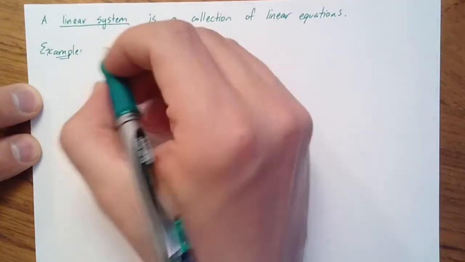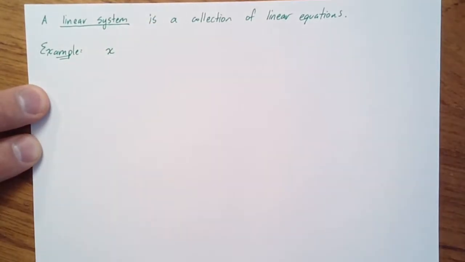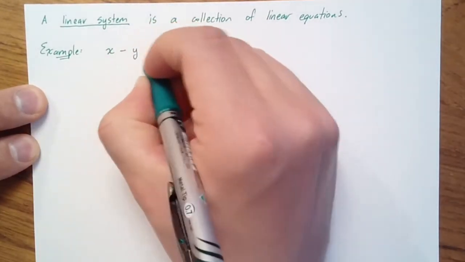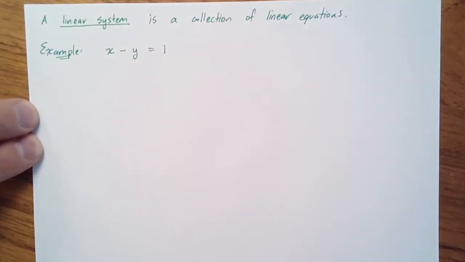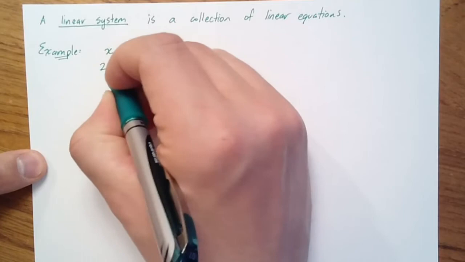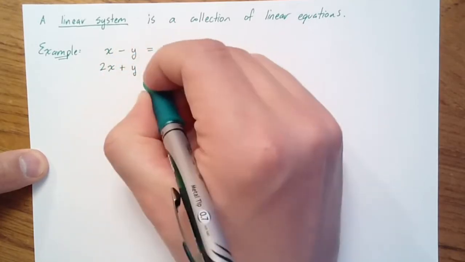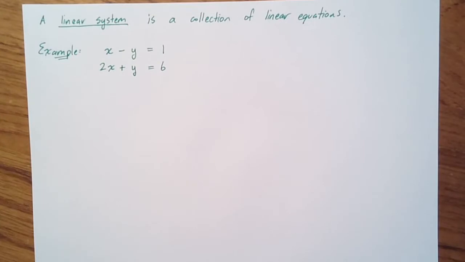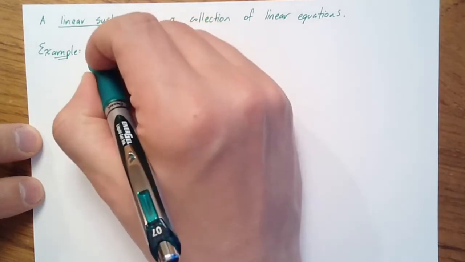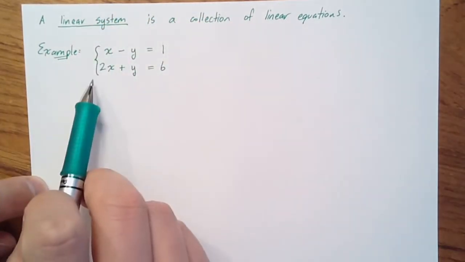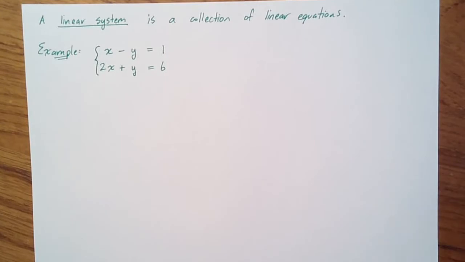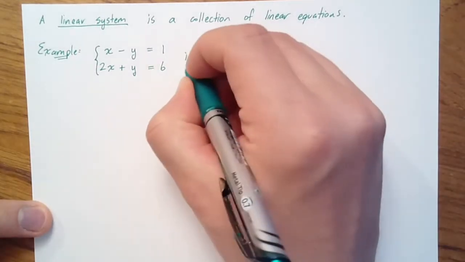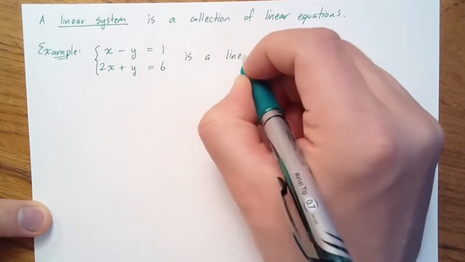Okay, so here's an example of two linear equations in two variables. The variables will be x and y. So I've got x minus y equals 1 and 2x plus y equals 6. Those are both linear equations in the variables x and y. And just to make it clear that those two equations really are bundled together, I'll draw this bracket, which kind of looks like a bundle. I'm bundling those equations together into one object so I can treat it as one linear system, so I know exactly which equations are in the system. So this is an example of a linear system.